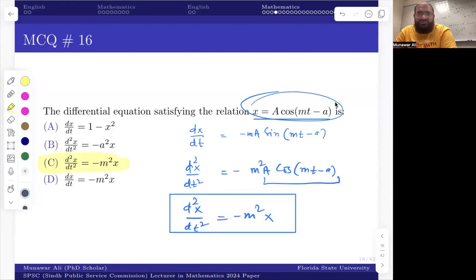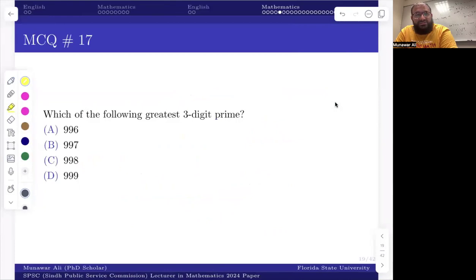There are two constants, so you have to differentiate twice. You can differentiate thrice, but it doesn't give you anything. It's going to be something redundant. Okay, this was MCQ number 16. Let's go ahead to discuss MCQ 17.